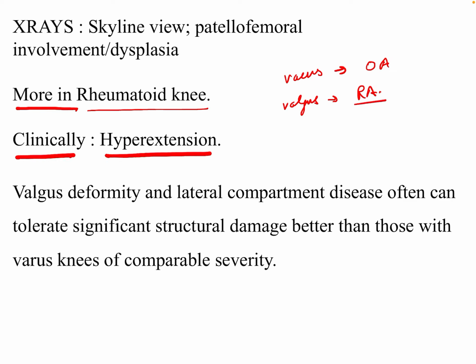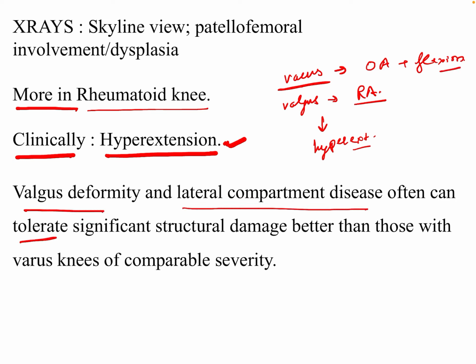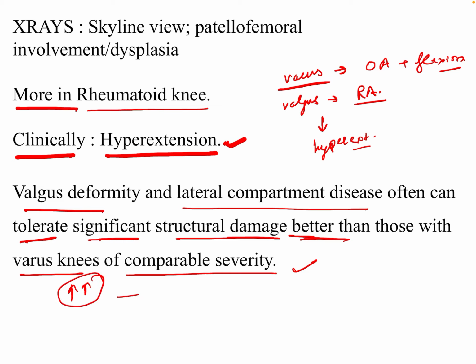Plus, clinically we have a hyperextension deformity along with the valgus deformity. So valgus deformity has hyperextension associated with it, while varus deformity has flexion deformity associated with it. Plus, the valgus deformity, or the lateral compartment disease, can tolerate a larger amount of structural damage, and better, than the varus knee deformity of comparable severity. So a varus knee patient will present to us earlier in the OPD, while the valgus knee patient will present to us late in the OPD.